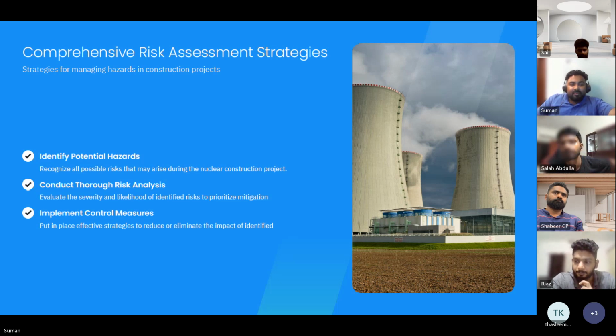And mentioned here is the risk analysis, which means evaluating the severity and likelihood of identified risks to prioritize the mitigation, and then applying control measures to minimize the risk.